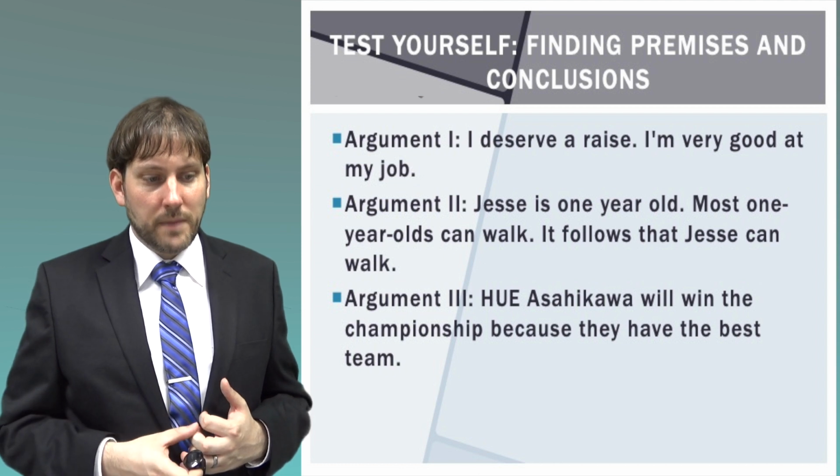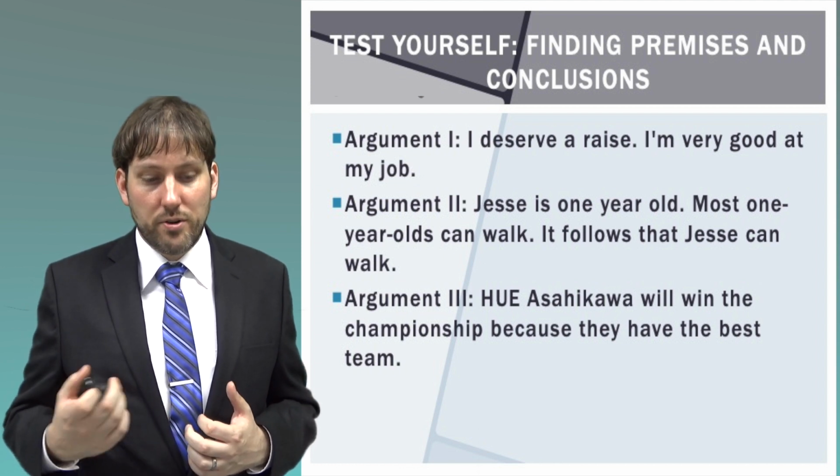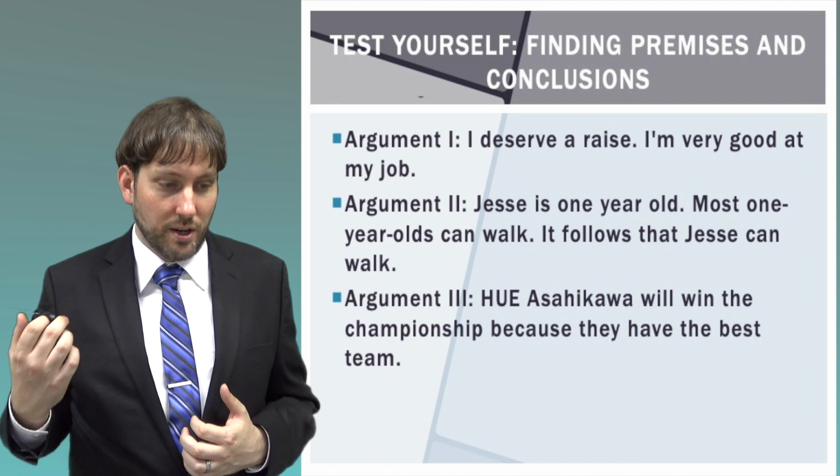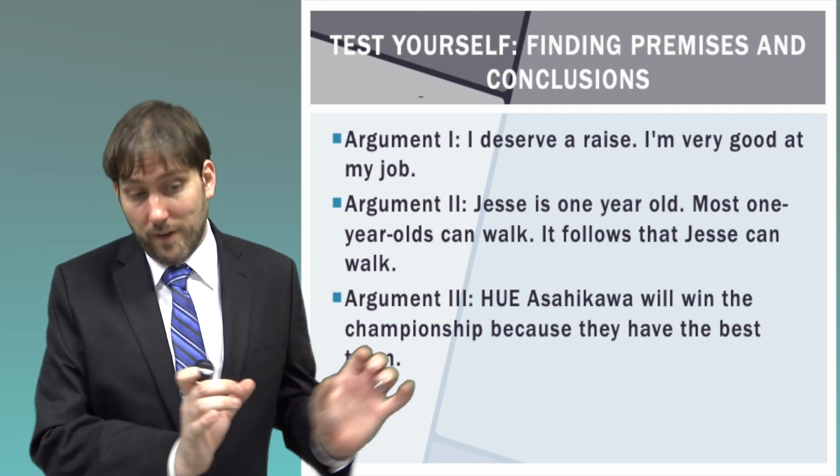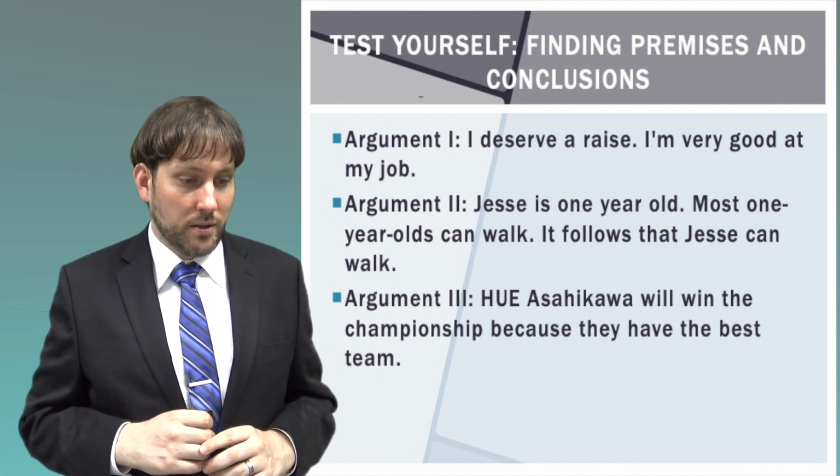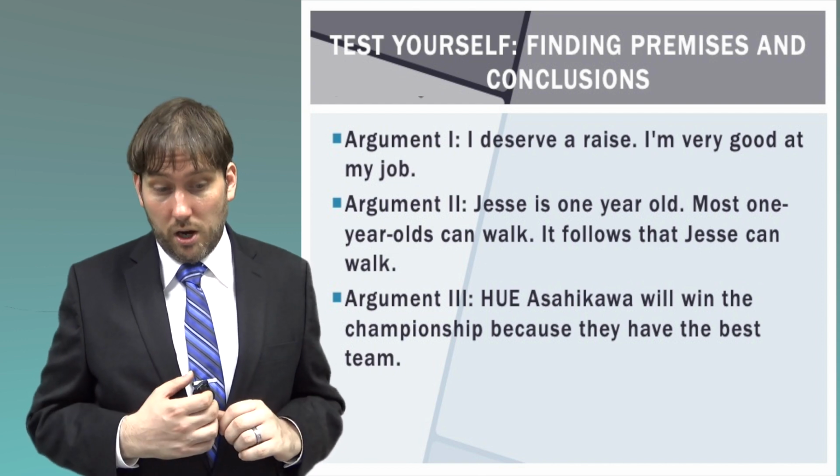Argument 2. Jesse is 1 year old. Most 1-year-olds can walk. It follows that Jesse can walk. Here we have an indicator phrase: it follows that Jesse can walk. So our conclusion is Jesse can walk.